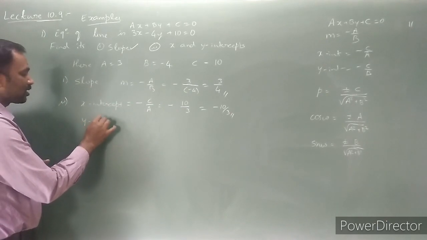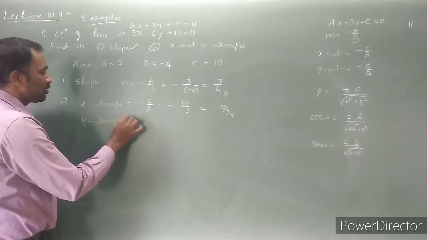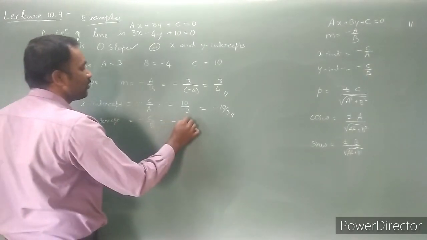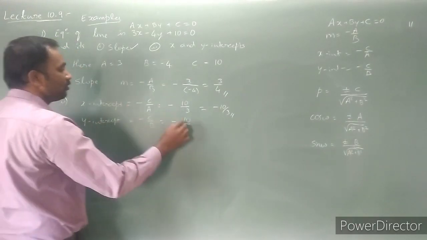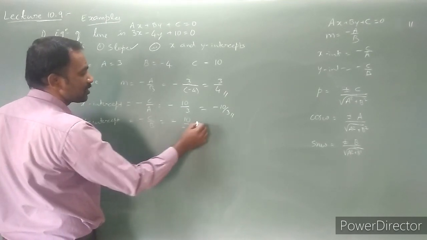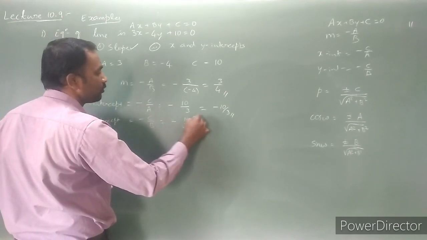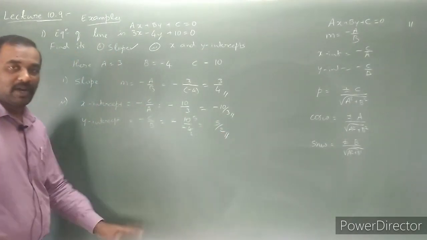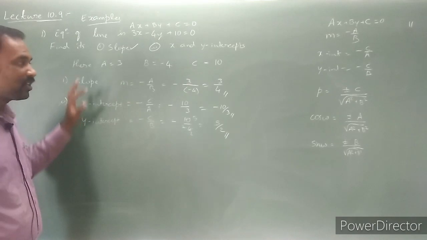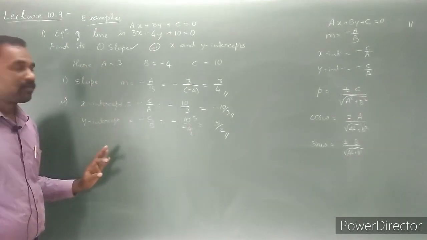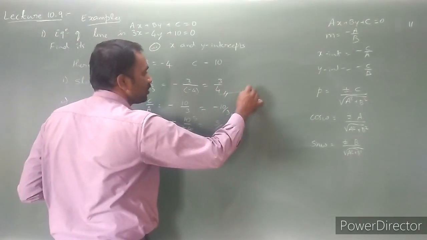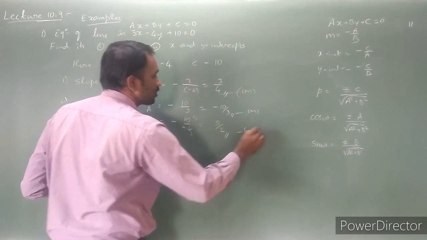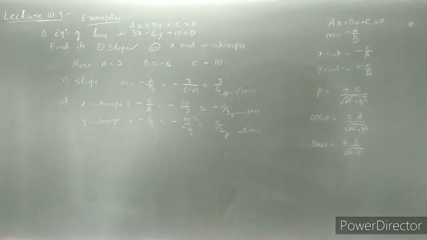Similarly, the y intercept. What is the y intercept formula? Minus c by b, minus as it is. C value is 10. What is the b value? Minus 4. Here the minus signs will cancel. 2 2s are 4, 2 5s are 10, so 5 by 2 is the required y intercept. That's all. Are you clear? This is how we need to find it. So in a 3 marks question, this is 1 mark, this is 1 mark, and getting this one is 1 mark. Total 3 marks. Very simple problem.